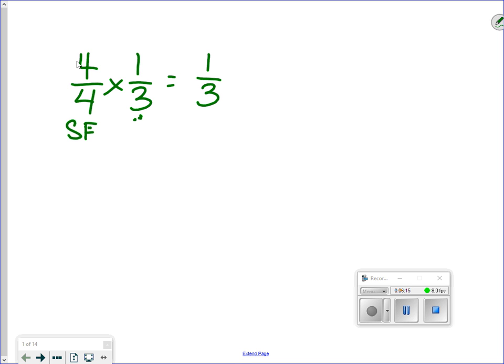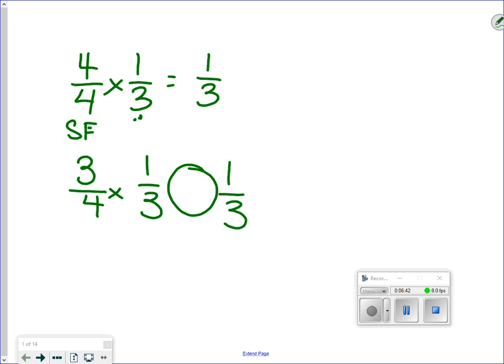If I change this fraction, what if I make it 3/4 and I multiply it by 1/3? Watch what I do. Don't even worry about working it. What symbol can go in here? Will this be greater than, less than, or equal to 1/3? If my scaling factor is 3/4, will my product of this side be bigger than, less than, or equal to 1/3 over here? If I'm multiplying by 3/4.